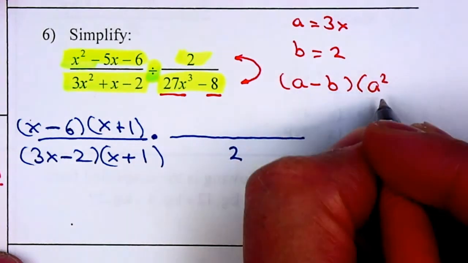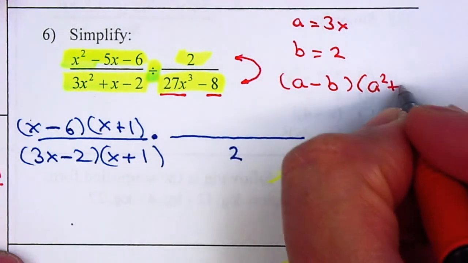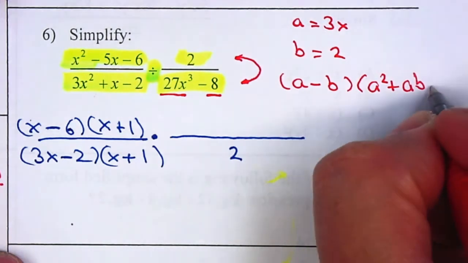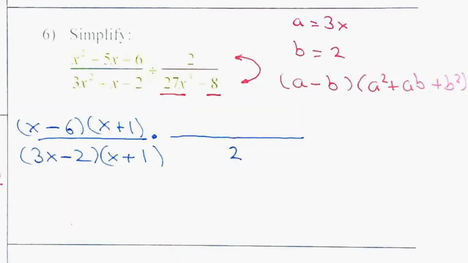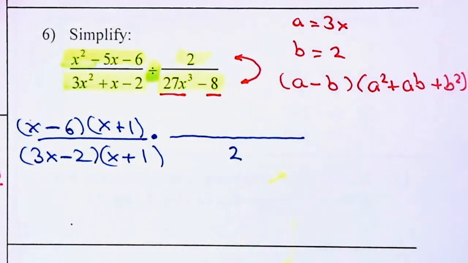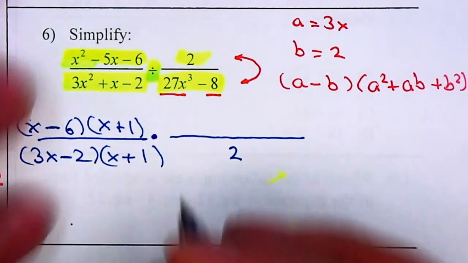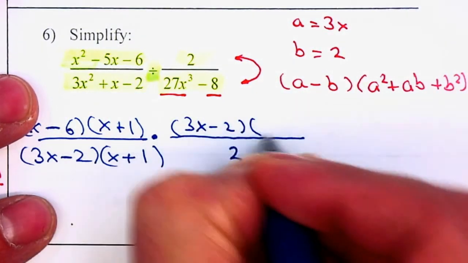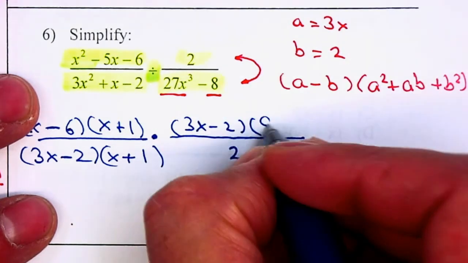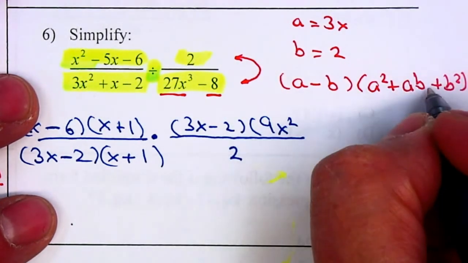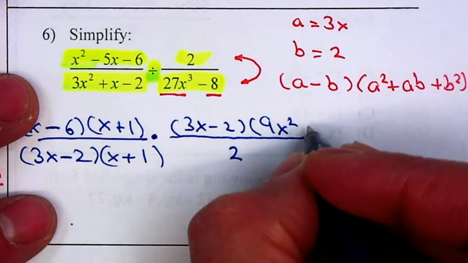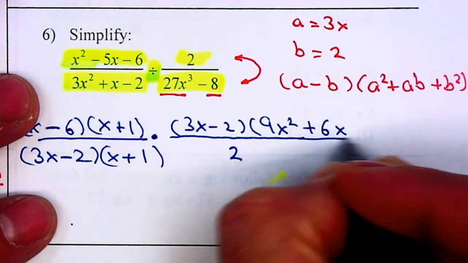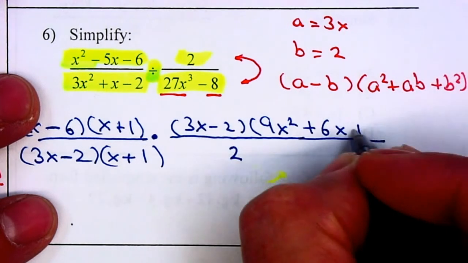Next one will be a squared. That's a negative. The next one will be positive ab plus b squared. Now I can go and substitute the formula. So I have a minus b be 3x minus 2. A squared will be 3x times 3x will give me 9x squared. AB will be 3x times 2 gives me positive 6x. The last one is b squared, so 2 times 2 gives me 4.